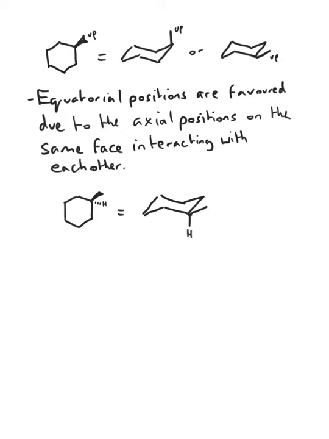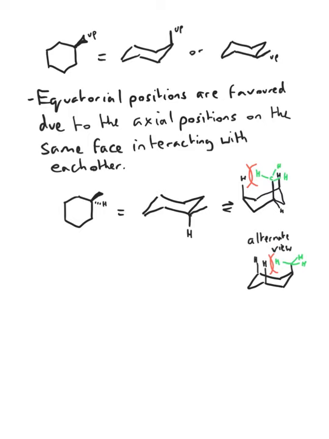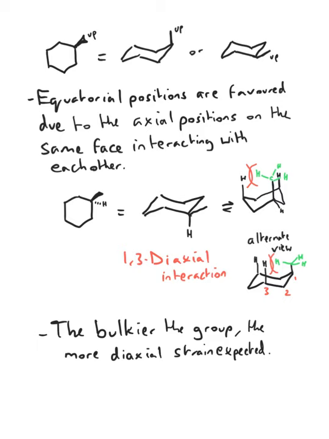However, if we draw it axial, yes, it's still staggered, but we notice that this methyl group is starting to occupy the space of the other axial positions, hydrogens in this case. This is what we refer to as the diaxial interaction, or more specifically in this case, the 1,3 diaxial interaction. Of course, if this is the case, the bulkier the group, the more strain there is going to be, and therefore the more likely the conformation is going to have the bulky group on the equatorial position.